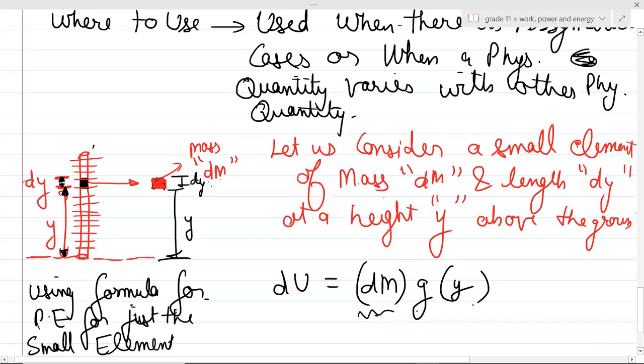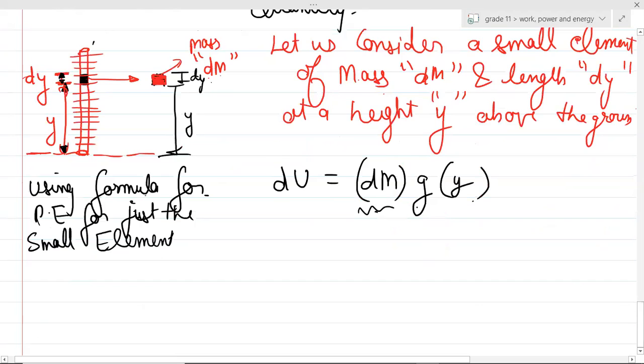Okay, we are using the formula just for the small element, not for the whole rod, because for the whole rod it was different, right? So that's why we are using this. Now what to do? If I can just know what this dm is, then my purpose will be solved. What will this dm be? The mass dm will be equal to the mass of the small element.